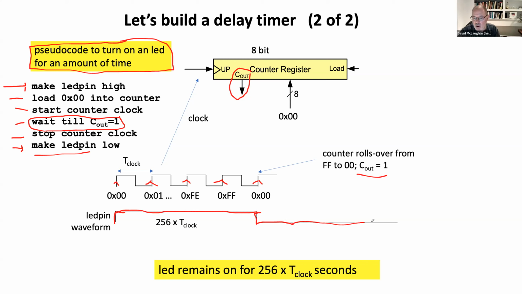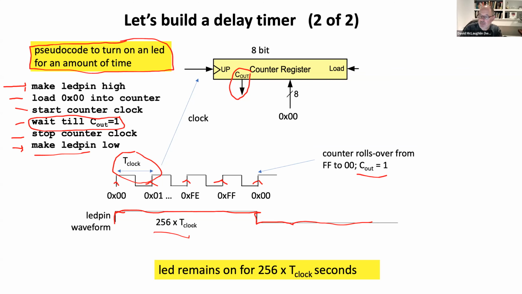All right. And what we've done is we've just created a crisp, clean delay, a single pulse that has a duration of whatever the clock period is, whatever that happens to be, times 256. Because we started at 0, it went all the way up to 255, that's FF, and then it rolled over. So it went from 0 to 255 and back to 0, and when it went back to 0, our overflow bit went high. So it counted 256 times T clock.